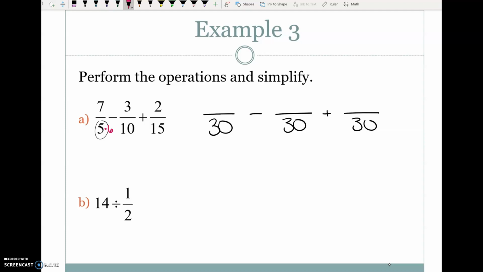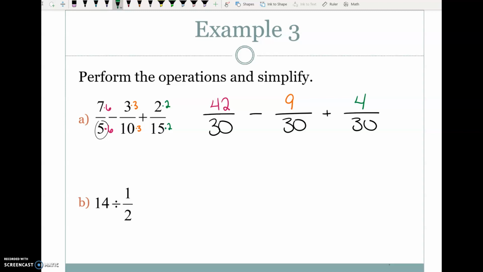5 times 6 is 30. 7 times 6 is 42. To get from 10 to 30, we do times 3. 3 times 3 is 9. And to get from 15 to 30, we multiply by 2. 2 times 2 is 4.